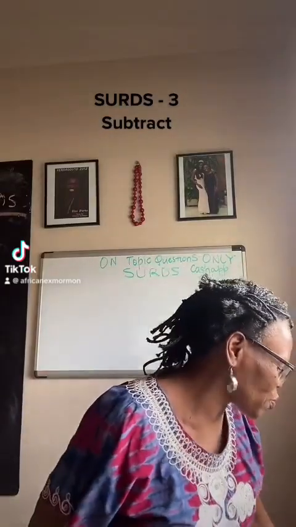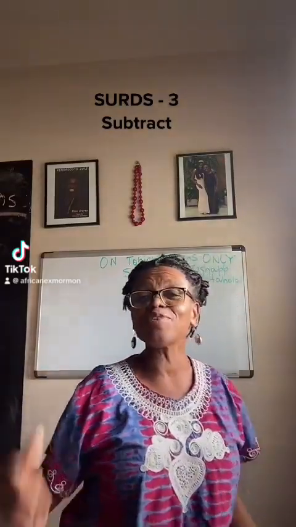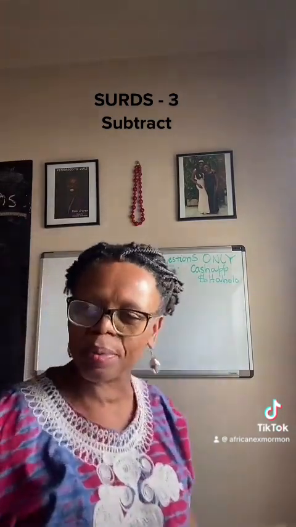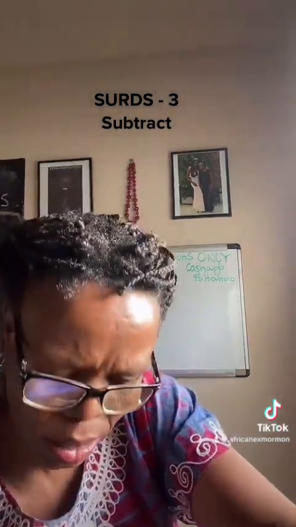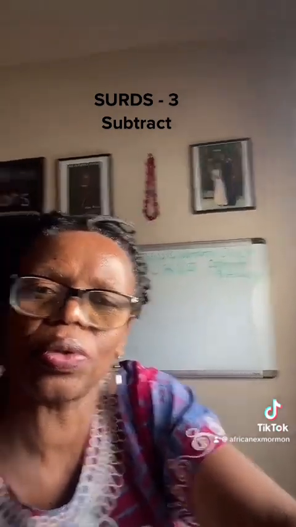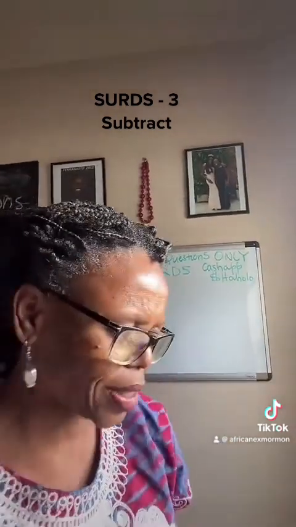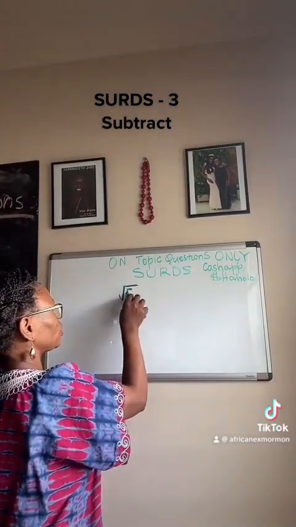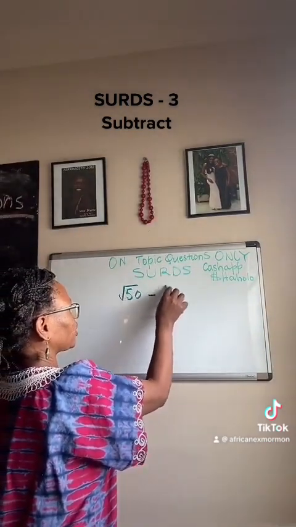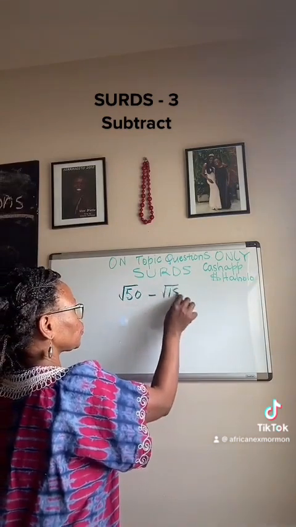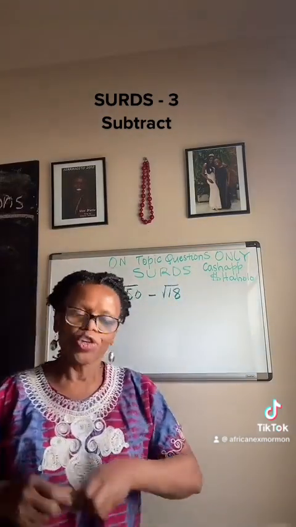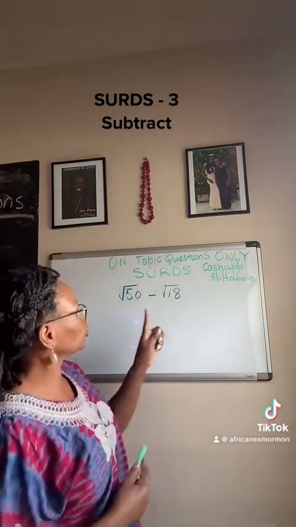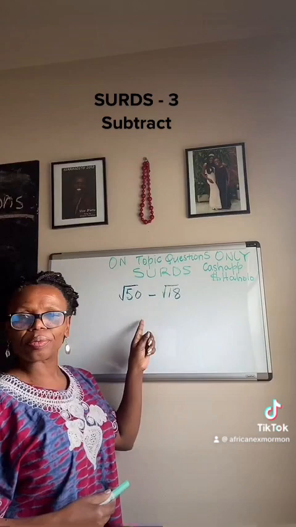I'm not going to start over. We are going to continue from where we stopped. Let me bring this a little closer. Let's say, for example, we had root 50 minus root 18. Using the skills we've developed so far, how would you break this down?